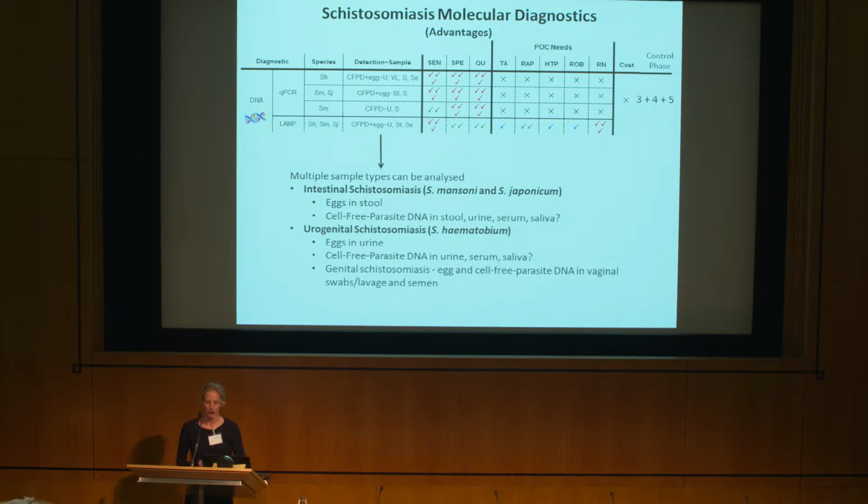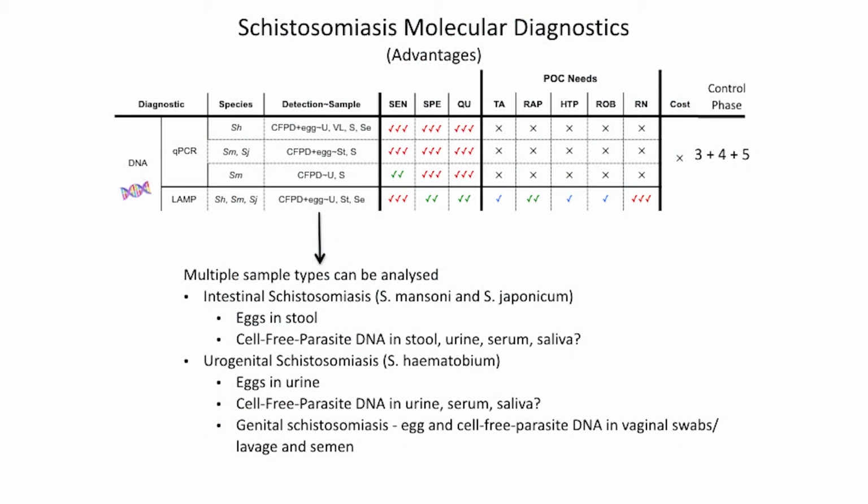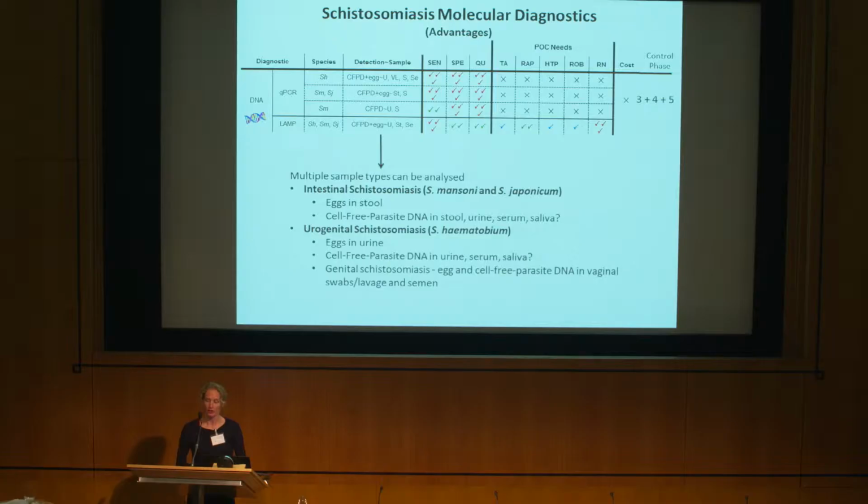And we can also start to look at genital schistosomiasis, which is a hot topic now with schistosomiasis, where we're having huge problems with genital schistosomiasis in women, but also men. You can take samples from vaginal lavages or swabs, and semen, and you can start to diagnose that kind of pathology of the disease using molecular diagnostics.